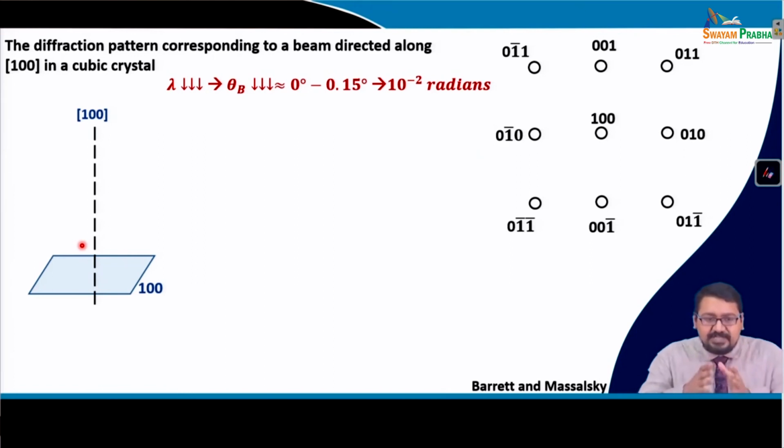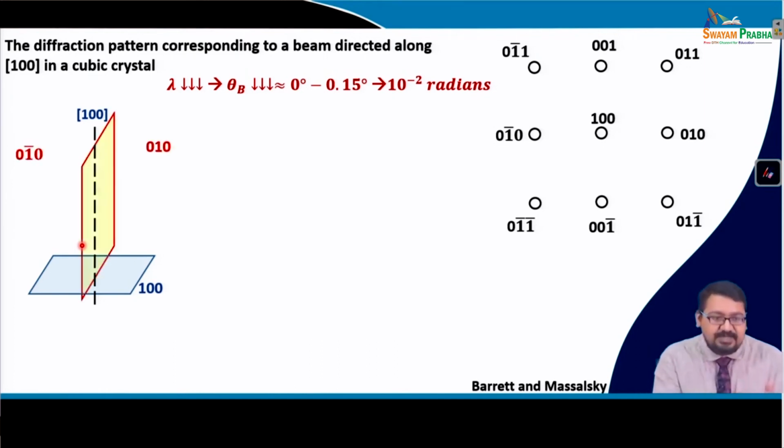So, once it is such, then you see if we have a plane which is parallel to the beam direction, that means this plane. The electron beam is falling along this plane, and then it will get diffracted, because the lambda of the electron beam is so small that the theta B is so small, in a range of 0 to 0.15 degrees, and therefore in a range of 10 to the power minus 2 radians.